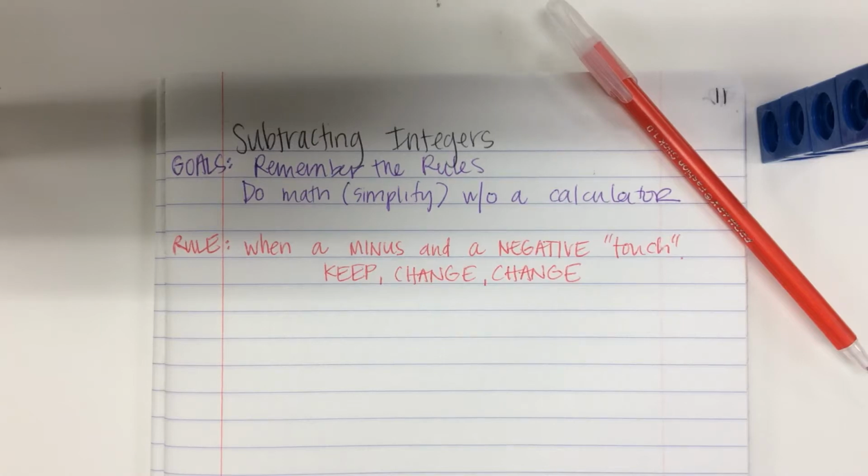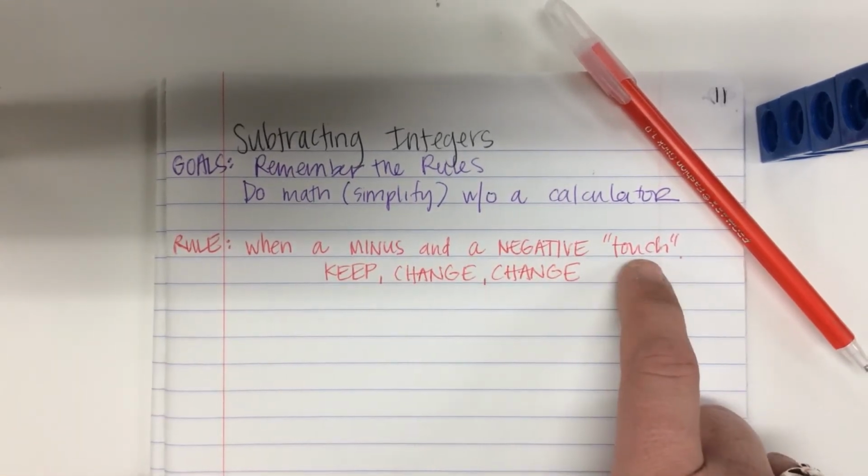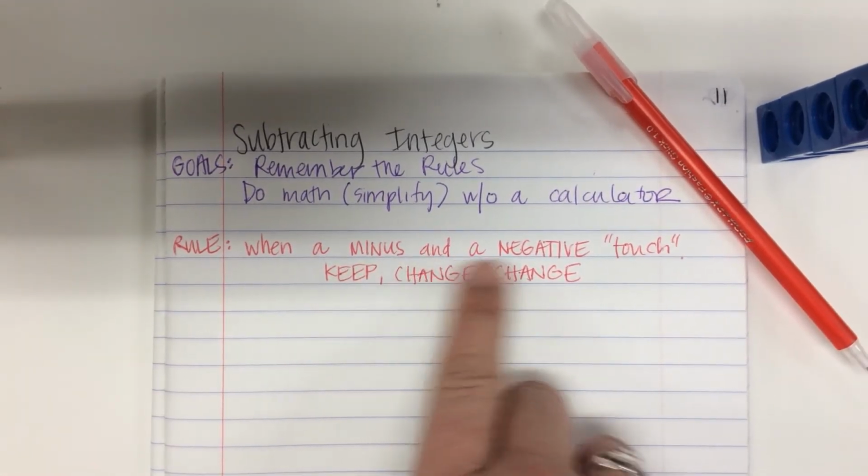We're still going to use the signs are the same, find the sum, keep the sign. Signs are different, find the difference, greatest distance. We still need those two rules from last week. We're just adding in when a minus and a negative touch, keep, change, change.